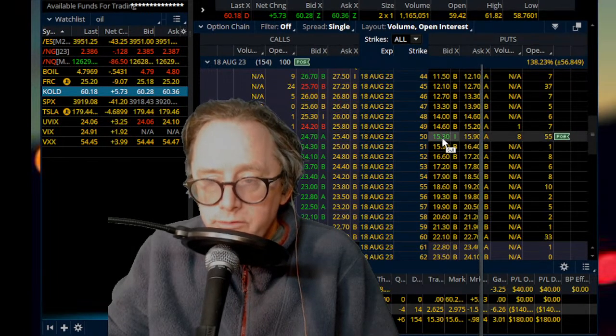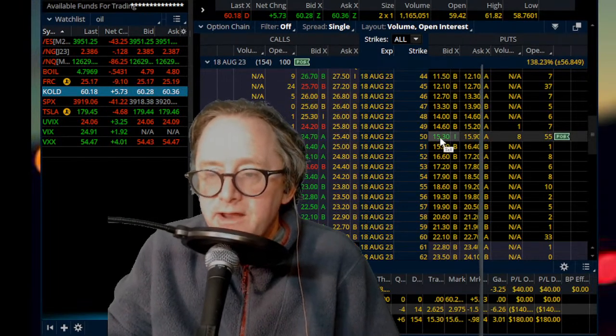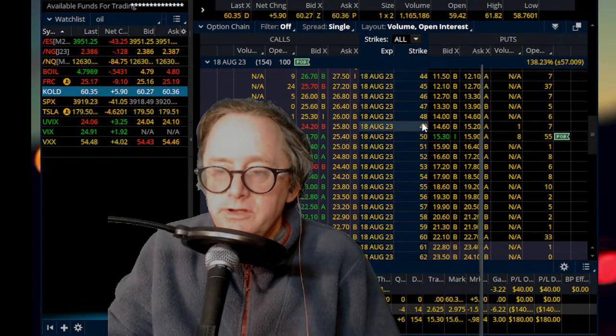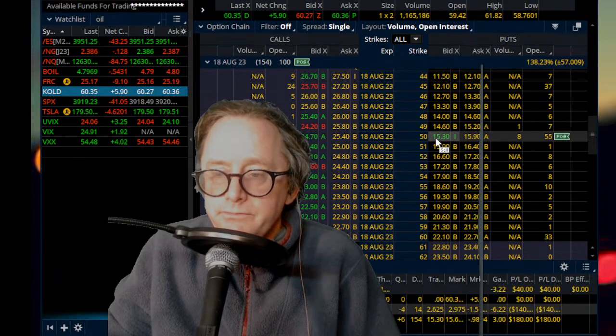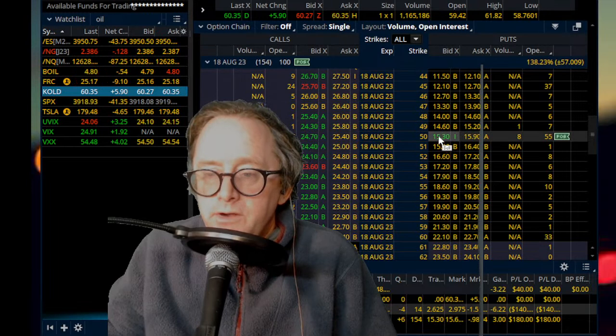But the market for this was similar with the KOLD trading exactly where it is now. A couple hours ago, the market was like 1440 bid at 1560 or something like that, right? So this stuff moves all over the place. So I would test the waters.